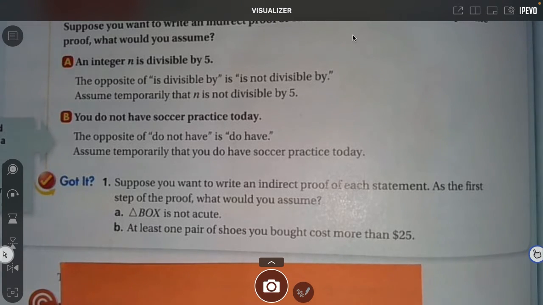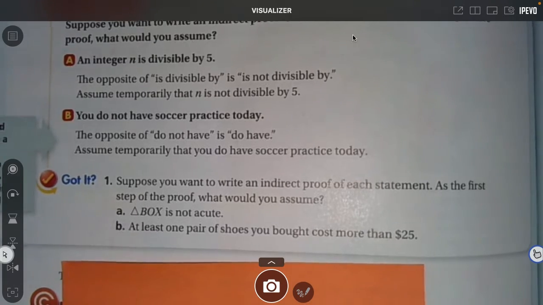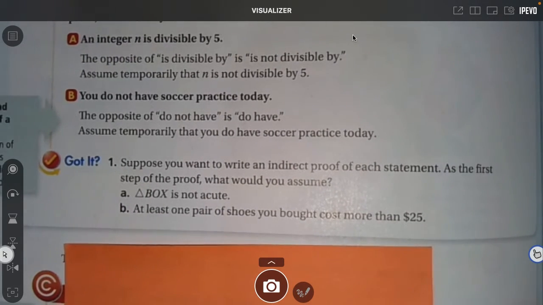All right. Part A, it says triangle BOX is not acute. So what would we say? It is. Assume temporarily triangle BOX is acute. Why do you keep saying that? Because that's how you're going to have to start your proof off. So tomorrow, when you start your proof, you're going to say assume temporarily, and you're going to contradict it. Do we just understand the first step? That's all I want you to do, is understand your first step. You're going to do the opposite of what it says.